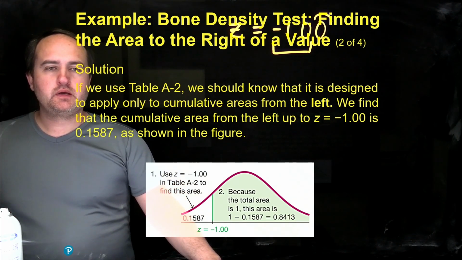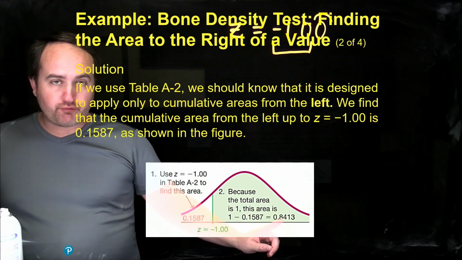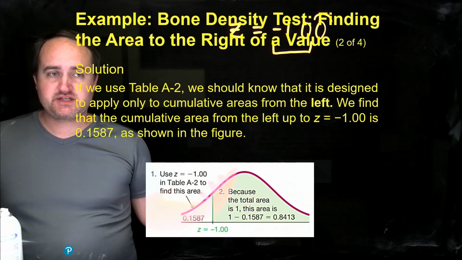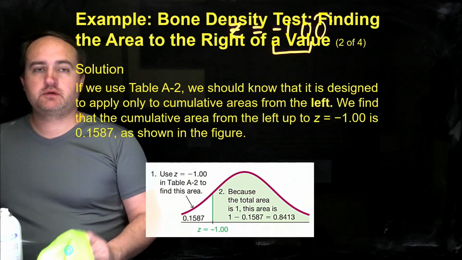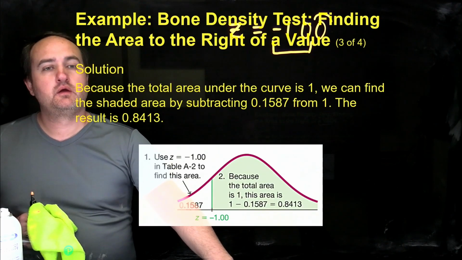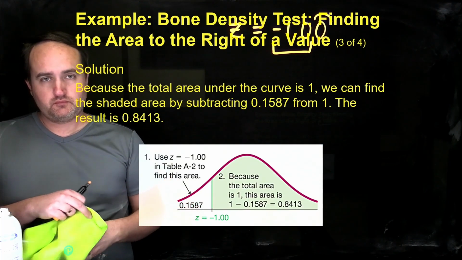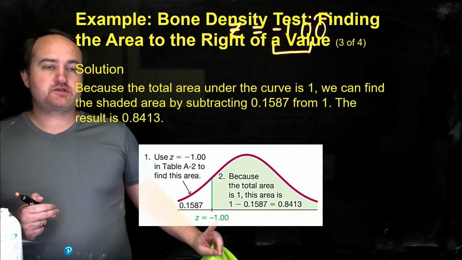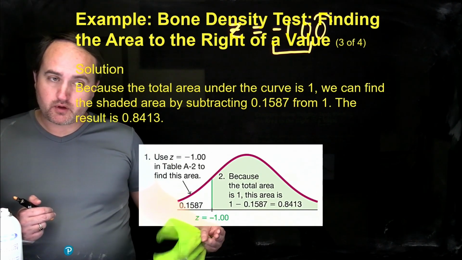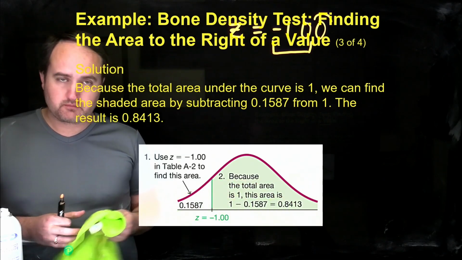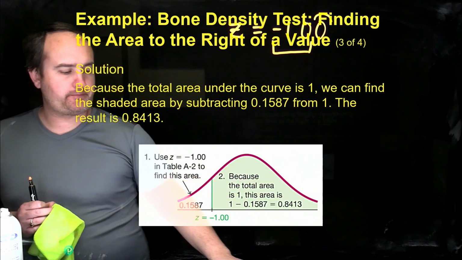Okay? So there's about an 84.13% chance that a person who is randomly selected has a z-score that's negative 1.00 or larger. So the area to the right.